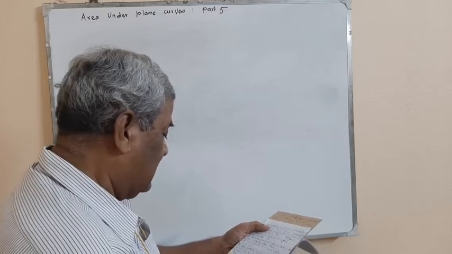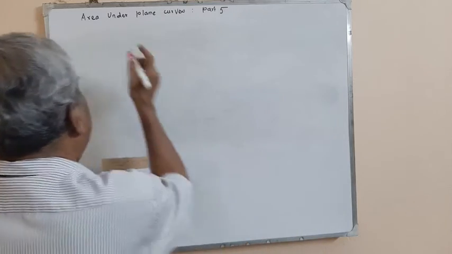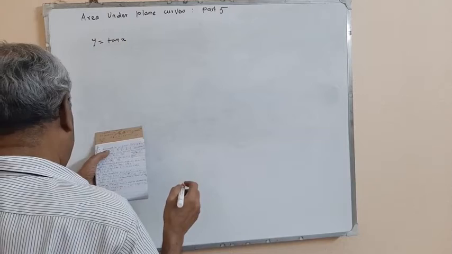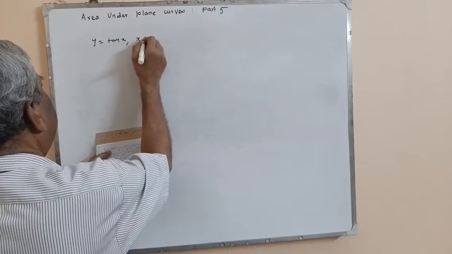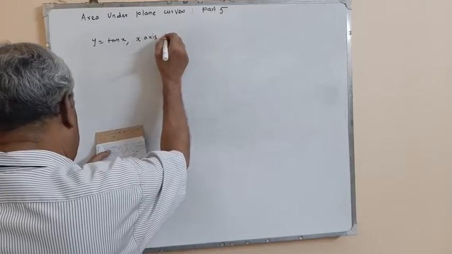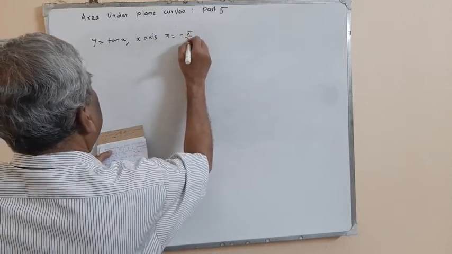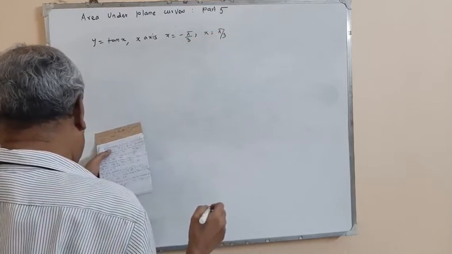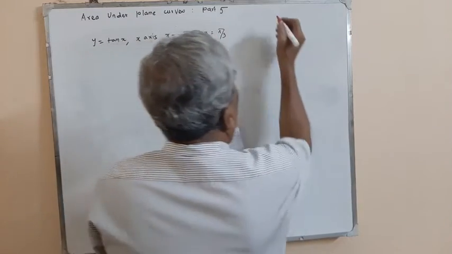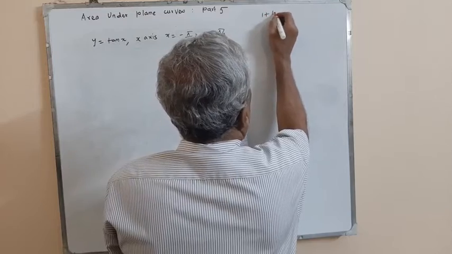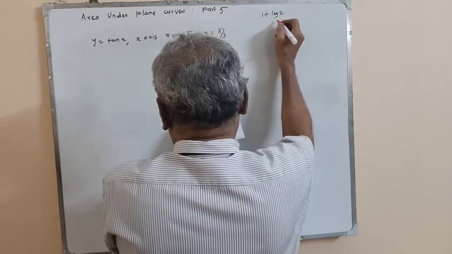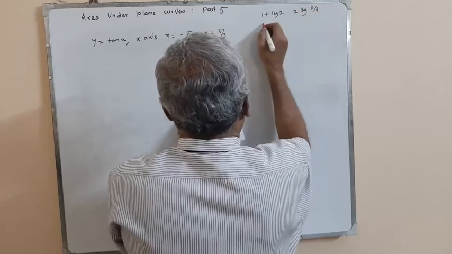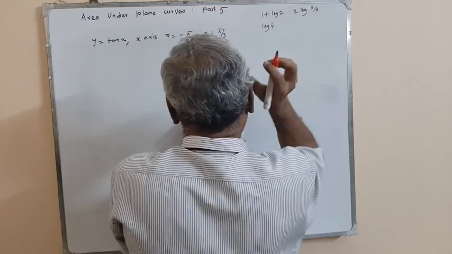Find the area bounded by y is equal to tan x, x-axis, x is equal to minus pi by 3 to x is equal to pi by 3. Options: 1 plus log 2 base e, 2 log 3 by 4, log 4, 2 log 4.